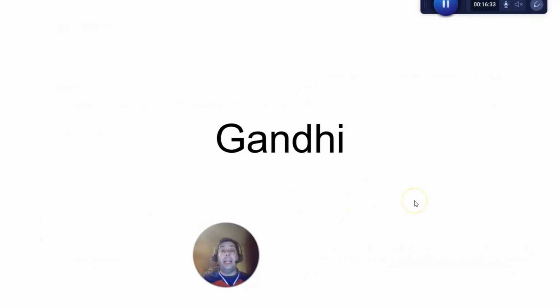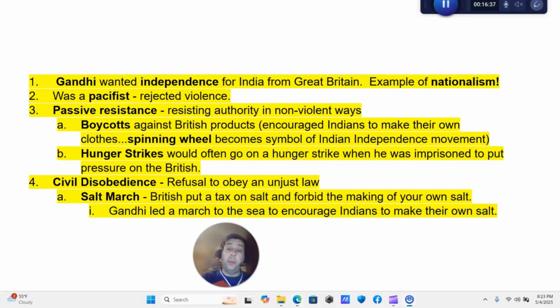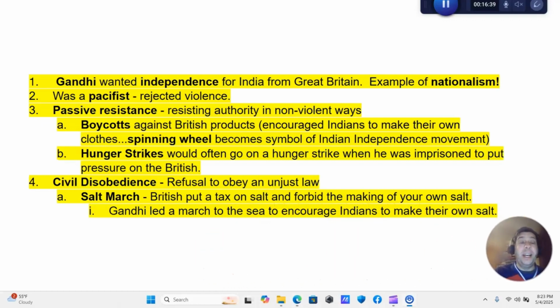Okay, let's talk about Gandhi quickly. You see Gandhi's name, you should think civil disobedience. I know, a lot of highlighting. He wanted independence, so he is an example of nationalism. Anybody who wants independence, anybody who wants to get rid of foreign control is nationalism.